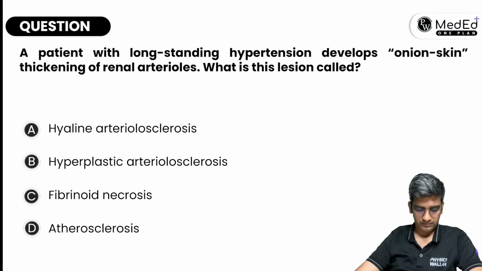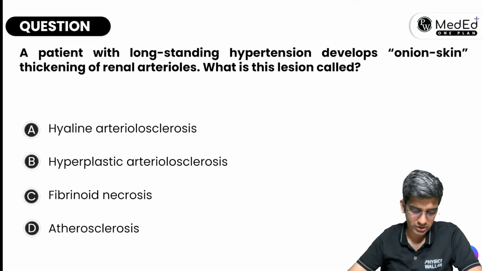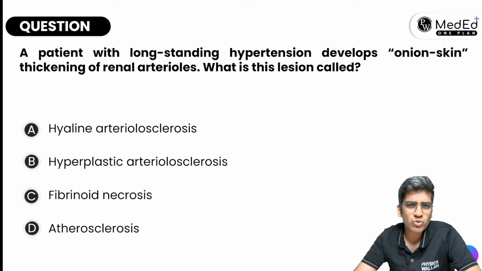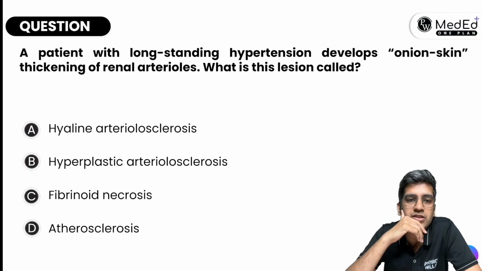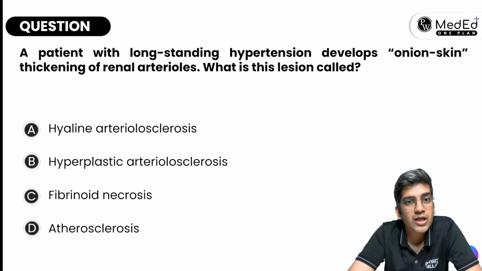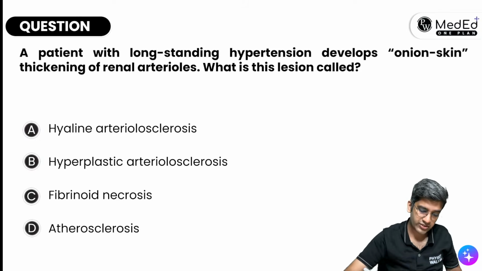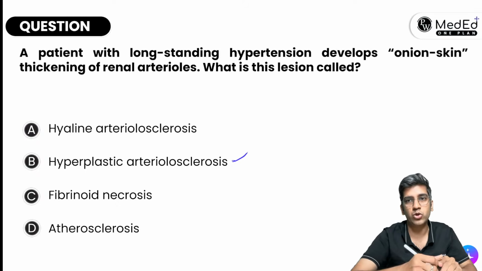Simple question. Long-standing hypertension will not have this. It will be a different type of hypertension. You will tell me the right answer soon. In which hypertension will you have the classical onion skinning? A long-standing benign hypertension or an abrupt elevation of BP, a hypertensive emergency or urgency? You'll have it in hypertensive emergencies and urgencies, in hyperplastic arteriolosclerosis, right?